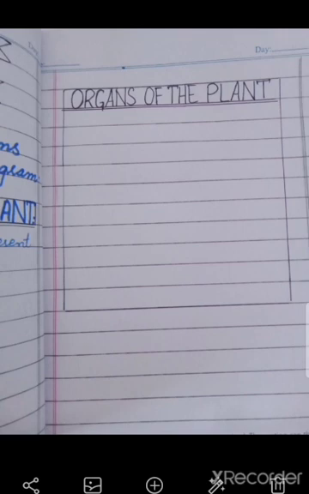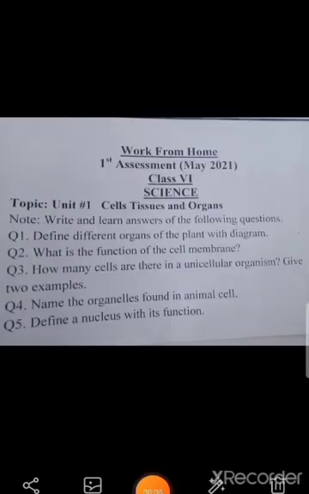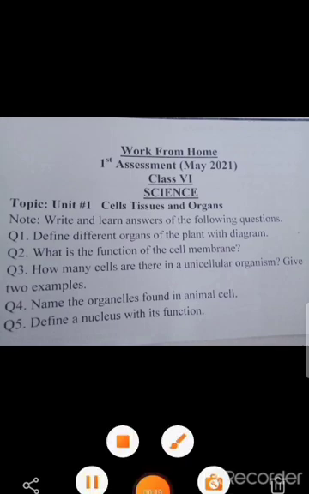You don't have to do the coloring in the diagram, just use pencil shading and do the outline with a black pointer, right? Also do the labeling in capital letters with a black pointer. And in the first question, that is define different organs of the plant with diagram, you must explain root, stem, leaves and flower in 2 or 3 lines, right?